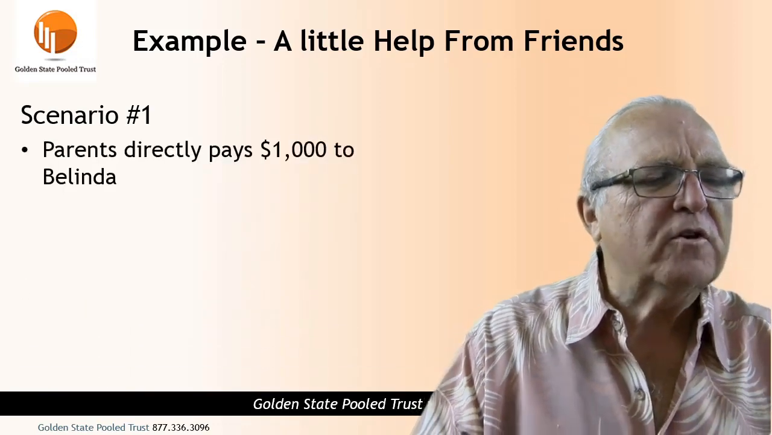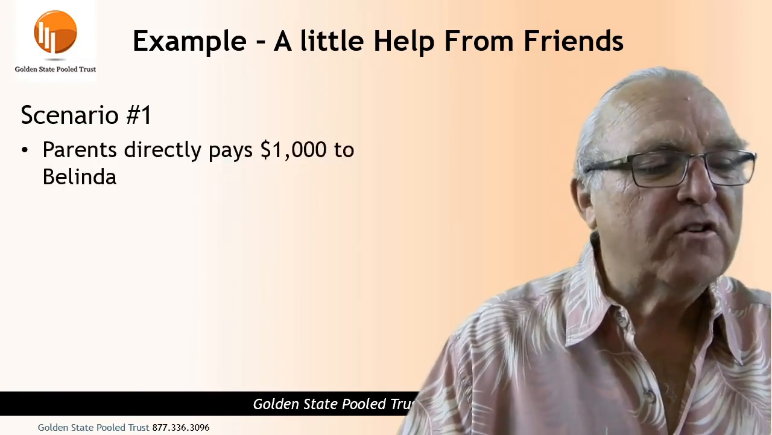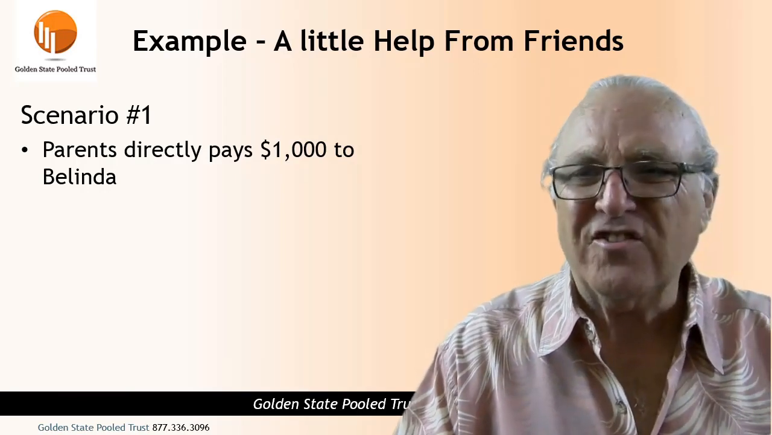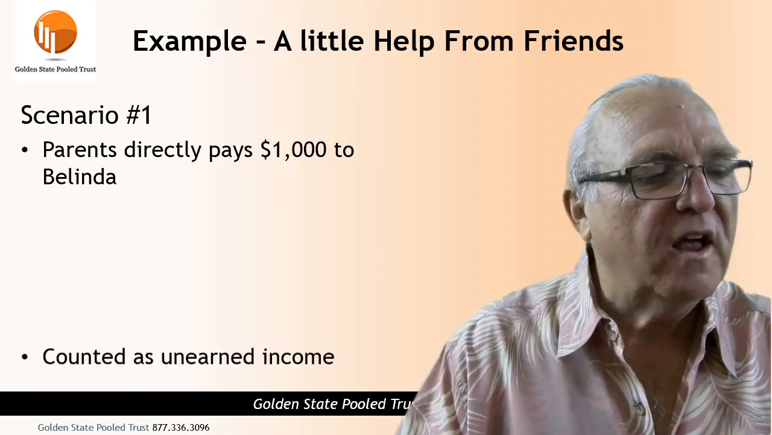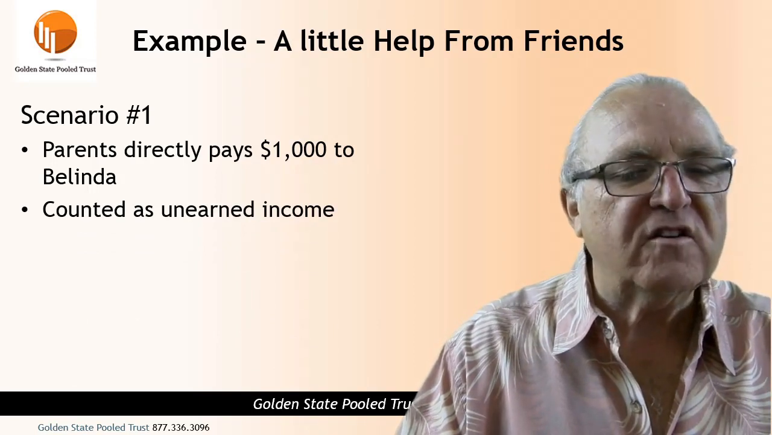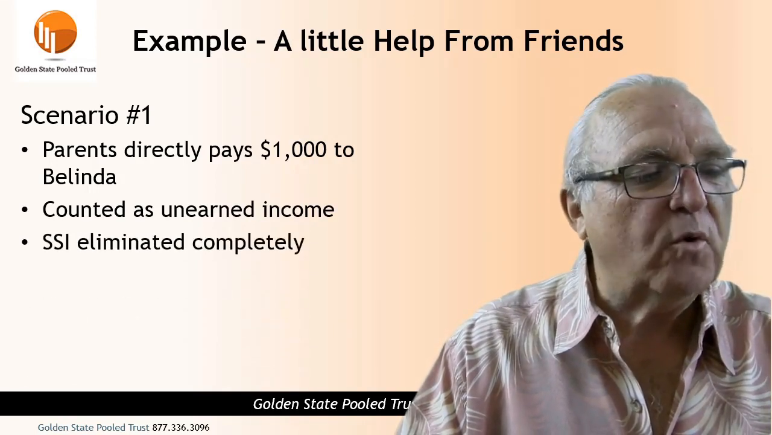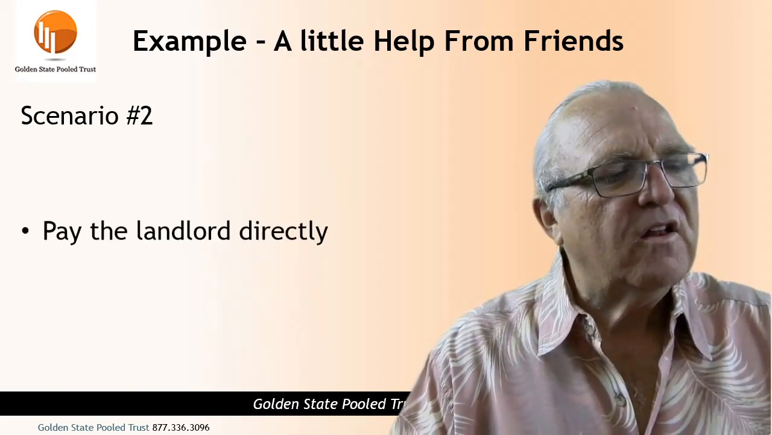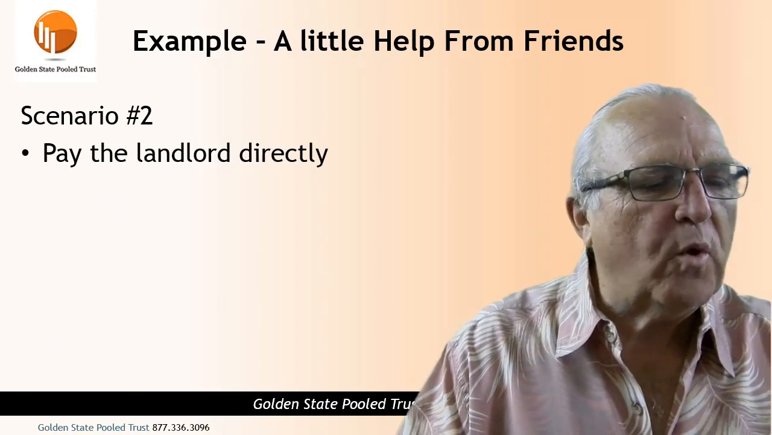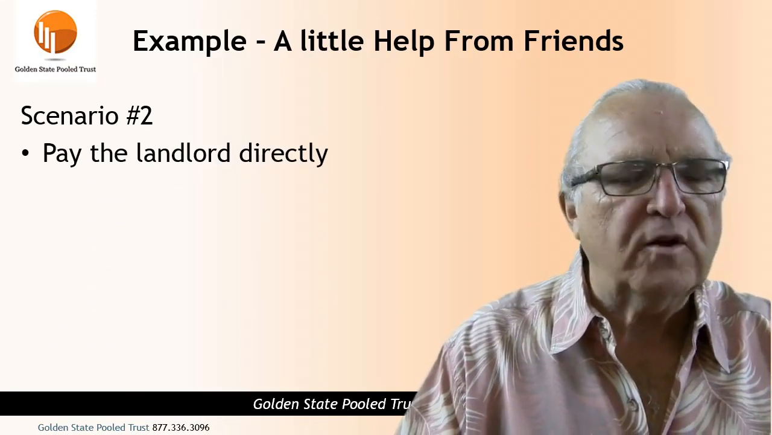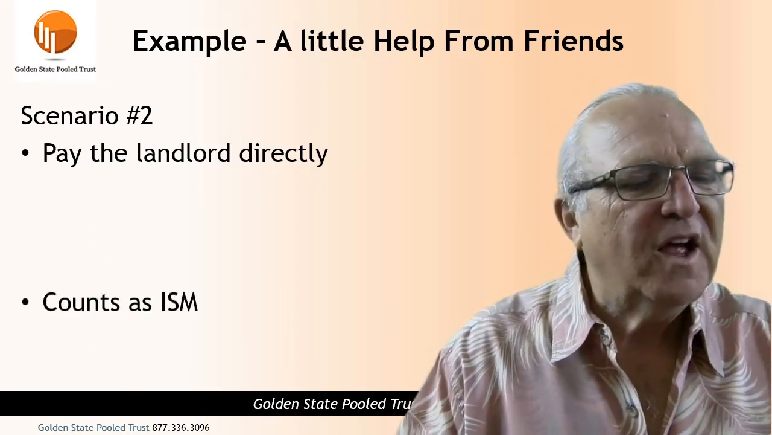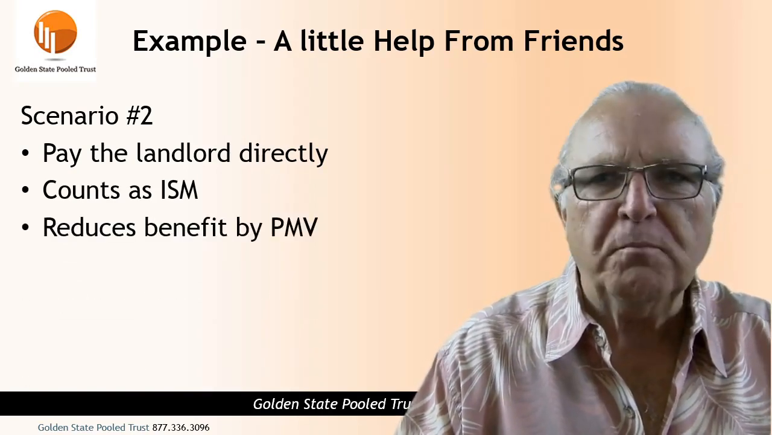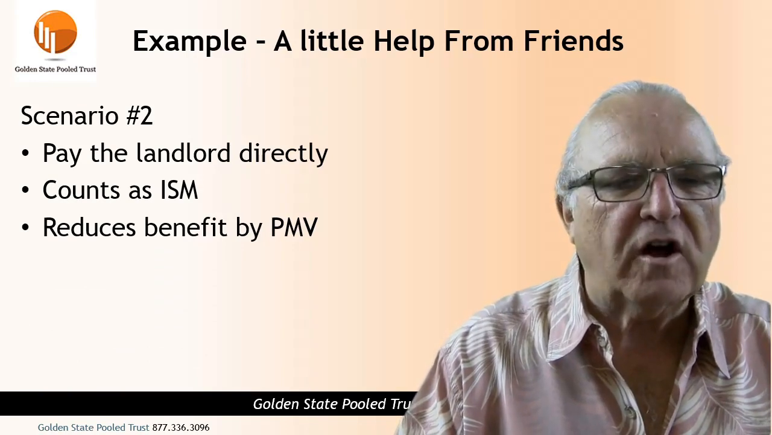Well, let's go through her options. Let's say her parents were to pay $1,000 a month directly to Belinda and say, well, Belinda, you just go take this $1,000 and go pay your rent. That's not going to work because that's going to be counted as unearned income, and it's going to completely eliminate her SSI. So that doesn't work. Let's say that they decide we're going to go ahead and pay the landlord directly without giving it to Belinda. Well, that's going to count as in-kind support and maintenance, and it's going to be reduced by the presumed maximum value, which is $277.